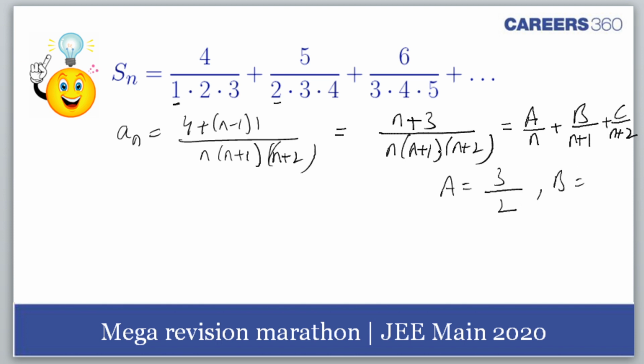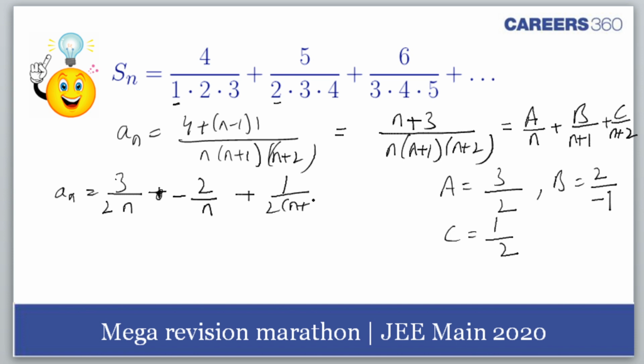B is equal to, I'll put minus 1 except in this. So minus 1 will fetch me 2, minus 1 and 1, that is minus 1. So B is minus 2. And C would be, so n is equal to minus 2 I'll put, except in this. So minus 2 it would be 1, minus 2 it would be minus 1, minus 2, that is 2. So C is equal to half. Okay. So this nth term I have broken into partial fractions, that is 3 by 2n plus, sorry, minus 2 by n plus 1 plus half n plus 2. Am I right?